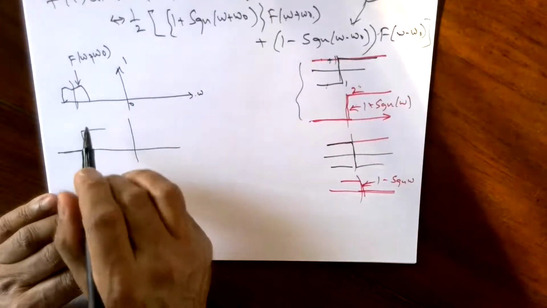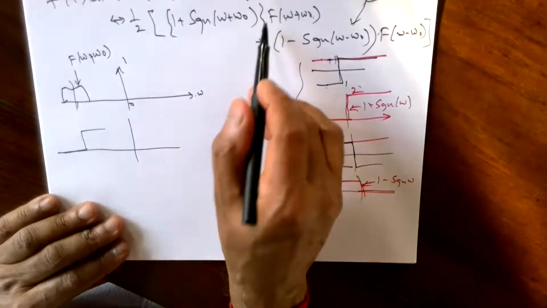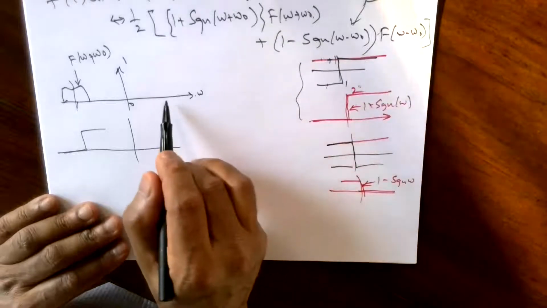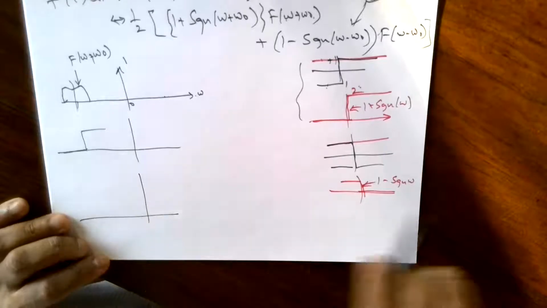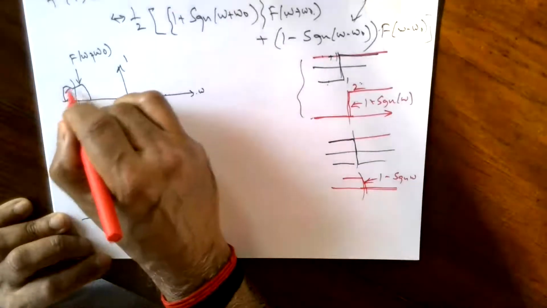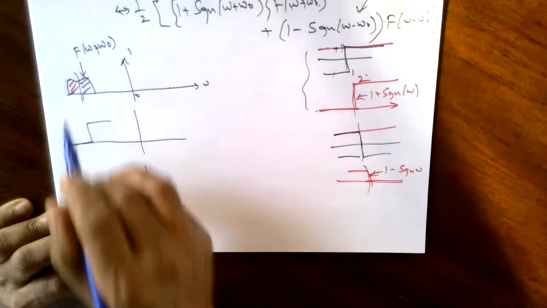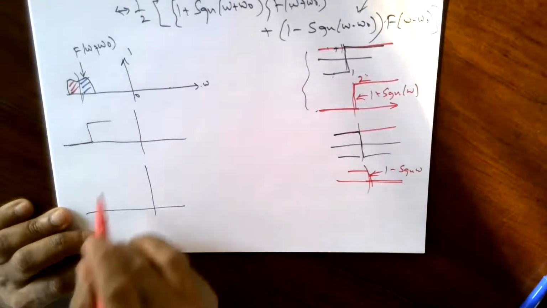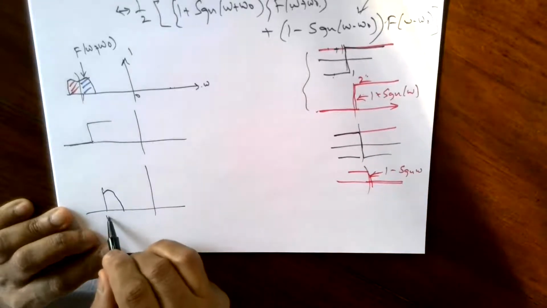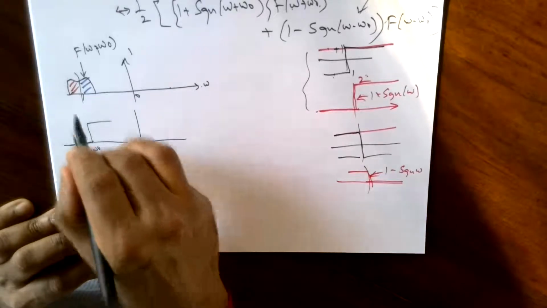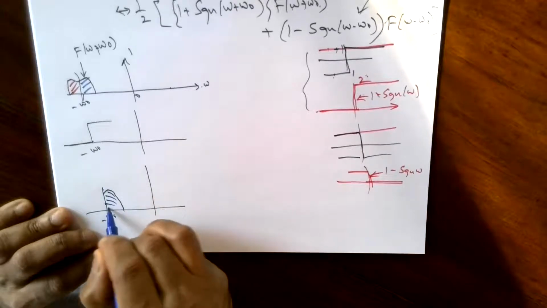And in the other case, we can do it here. In the other case, you have F of ω minus ω₀. So when you multiply this, notice that the red portion goes away, and you only pick up this portion. So this is minus ω₀, and we pick up this information.